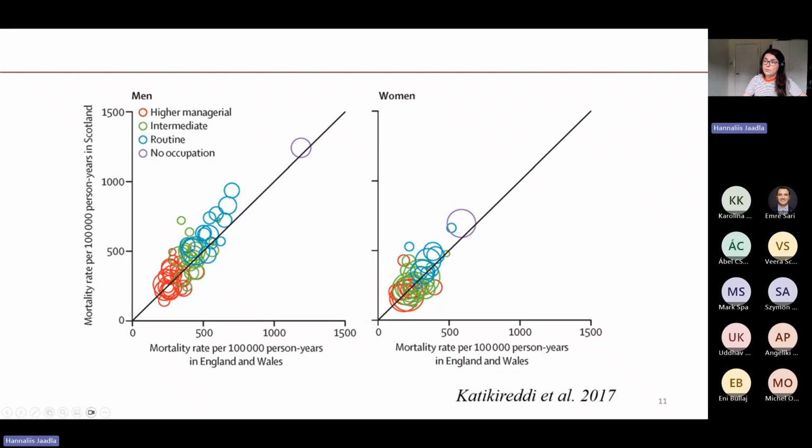And we see that the lower occupational groups, the routine occupations, have much higher mortality rates in Scotland compared to England and Wales. There's quite a distinctive pattern. Higher managerial have the lowest mortality rates, in England, Wales, and Scotland, for men. And then there seems to be an occupational gradient throughout. Whereas for women, the pattern is not so clear. There's much more overlap between different groups, and the Scottish mortality rates are not so much higher compared to England and Wales.